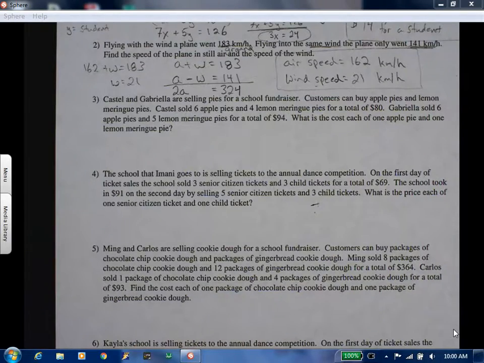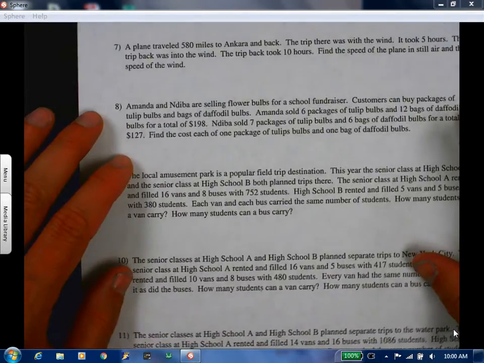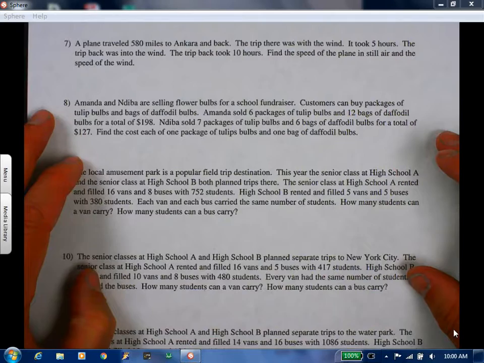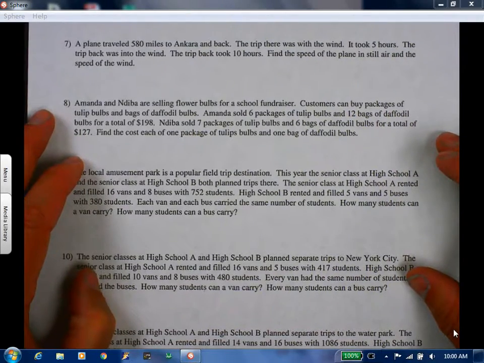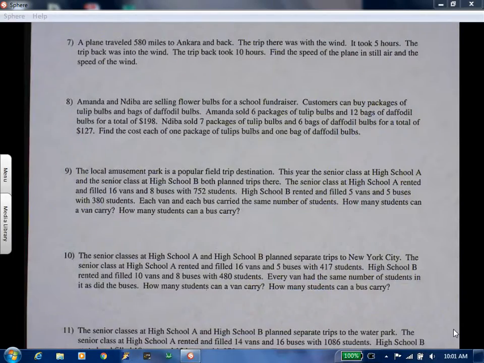The only other one along those lines, but it is written a little bit differently, is number 7. So let's go look at number 7. And read it to yourself.